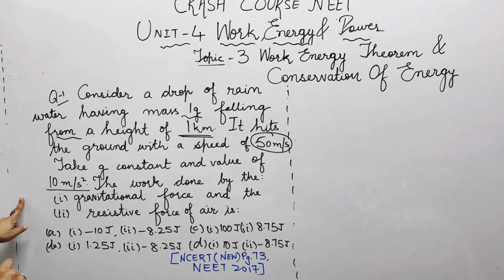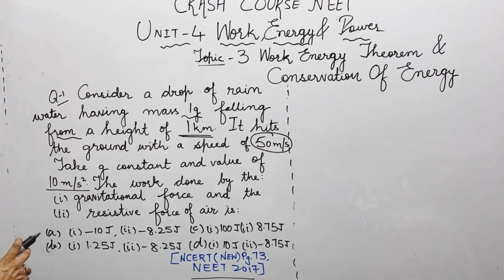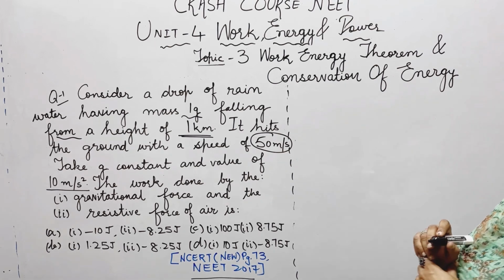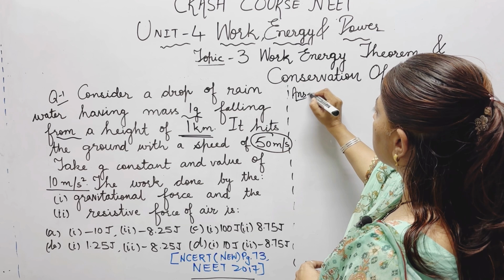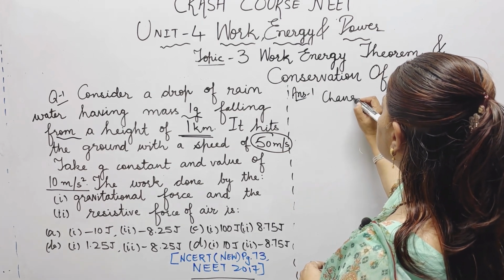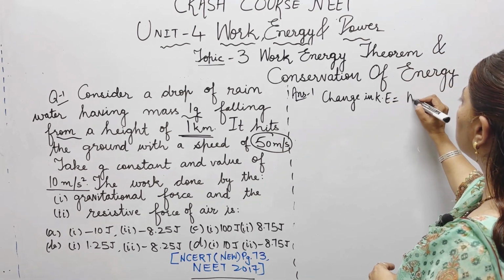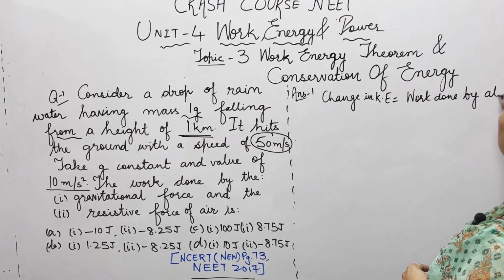These are the options given by A, B, C and D, and this question has come in NEET 2017. It is on page number 73 of the new NCERT. This question is based on the work energy theorem. According to that, you first understand the concept. Change in kinetic energy is equal to the work done by all the forces that are acting there.